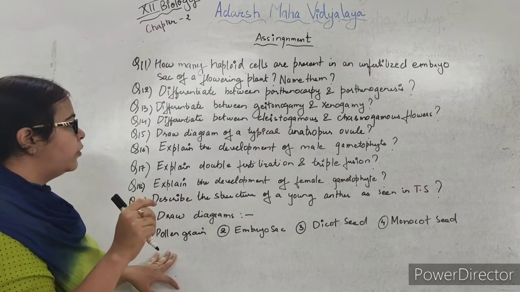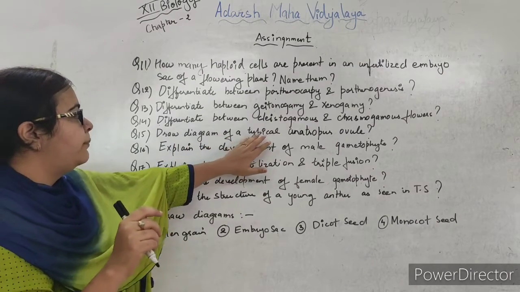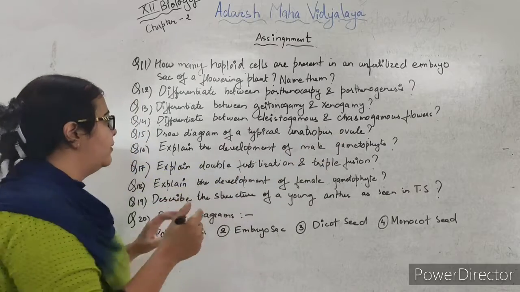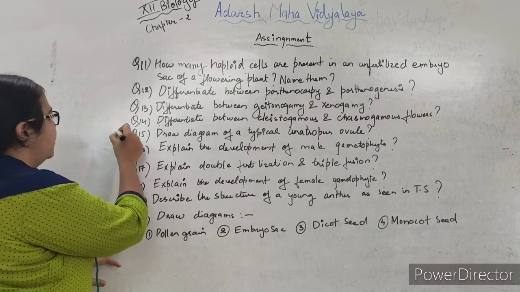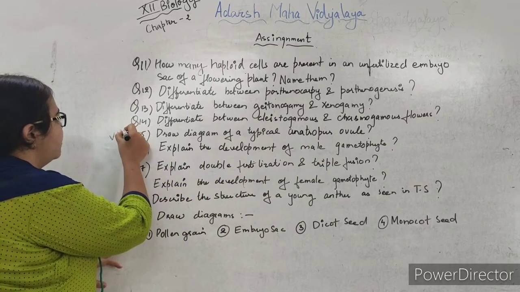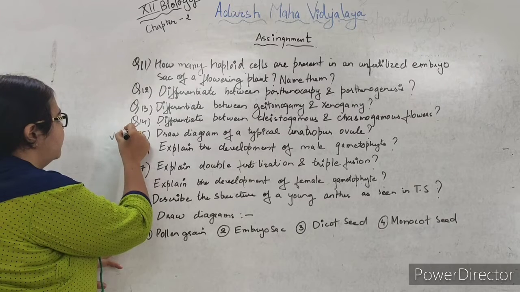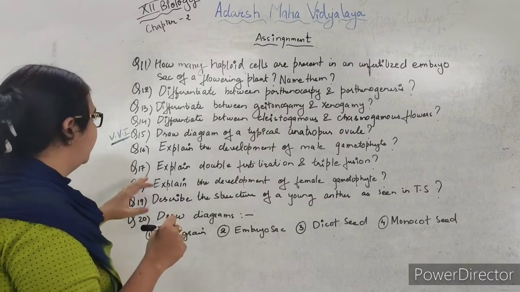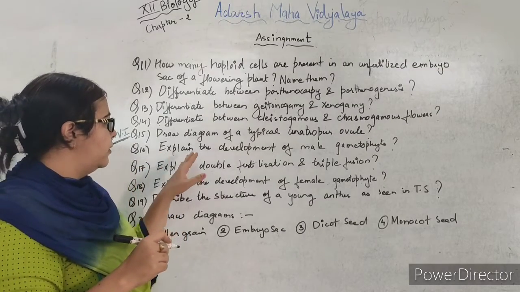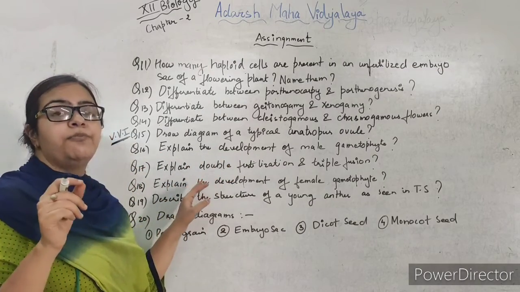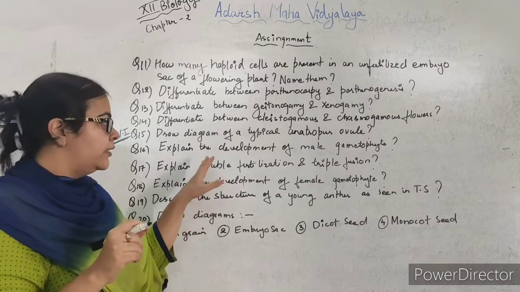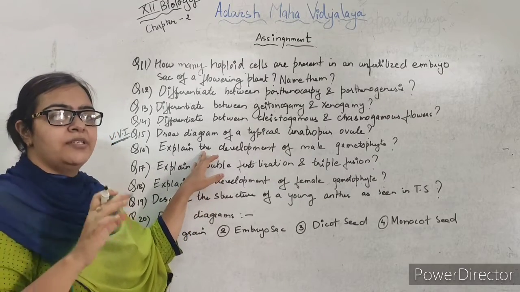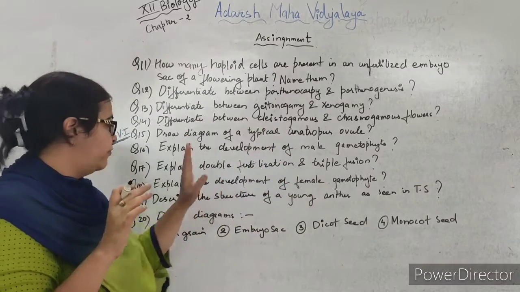Question number 15, you have to draw a diagram of a typical anatropous ovule, and this question, according to the viewpoint of exam, is a very important question. You can say it's VIP. Question number 16, here you have to explain the development of male gametophyte. Here you have to explain each and every step in the development of male gametophyte.